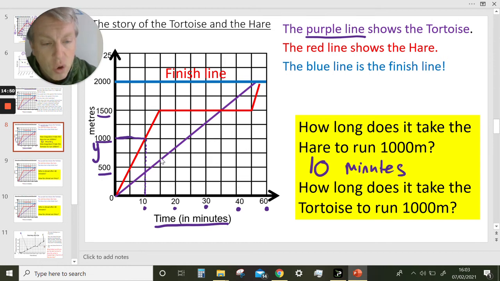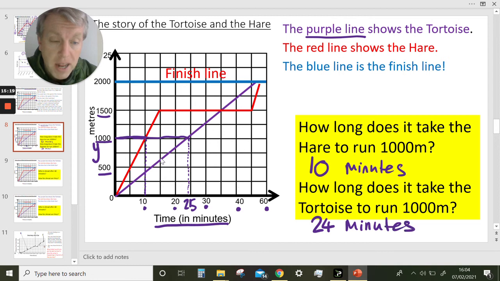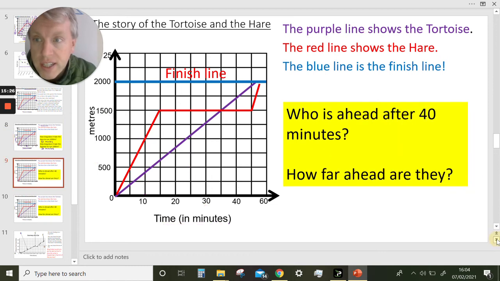How long does it take the tortoise to run 1,000 metres? Well, let's go along from the 1,000 metres line to here. Oh, okay. If we go down, well, my goodness. Well, that here would be 25 minutes, so a little bit less than 25 minutes. It takes the tortoise 24 minutes. Can you see? We're going across the 1,000 metre line to see where it crosses.